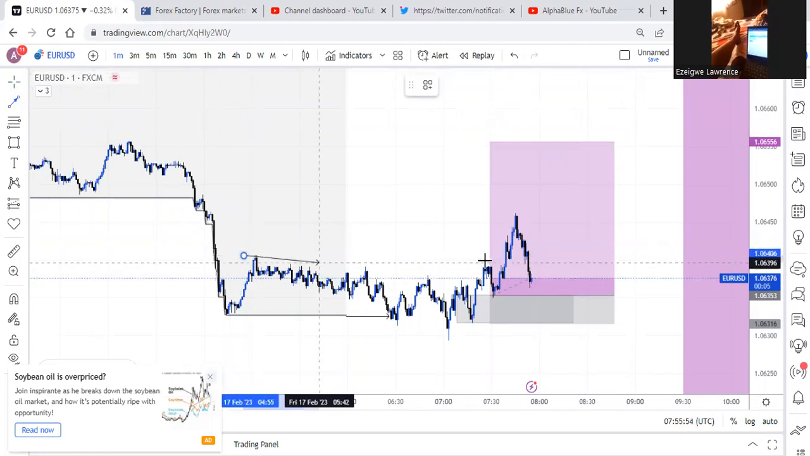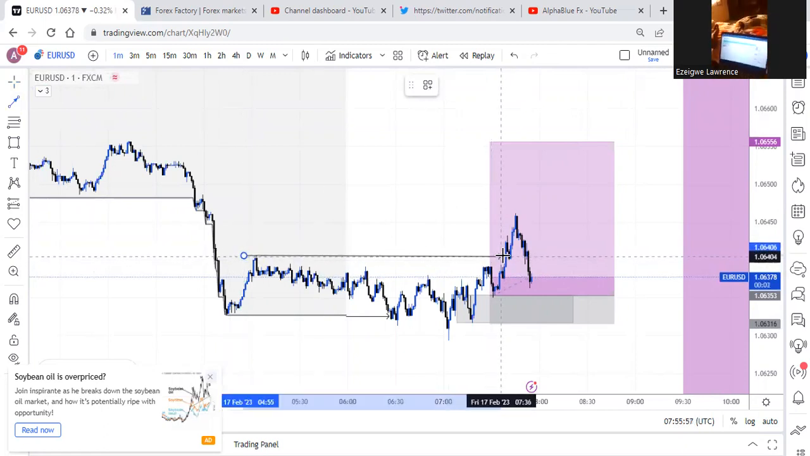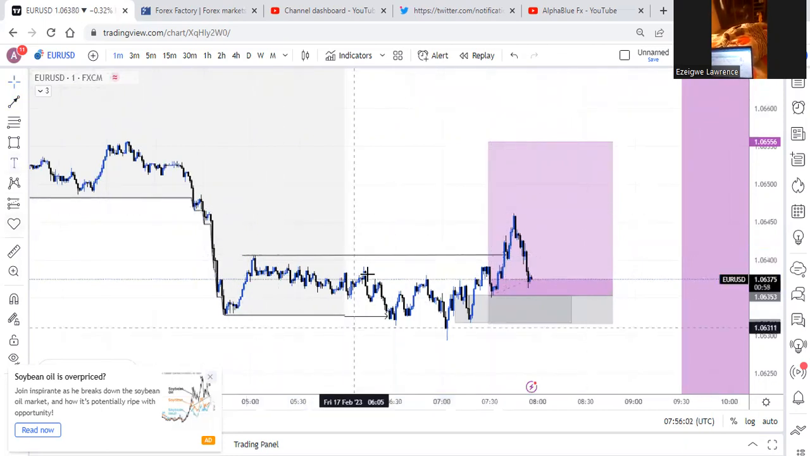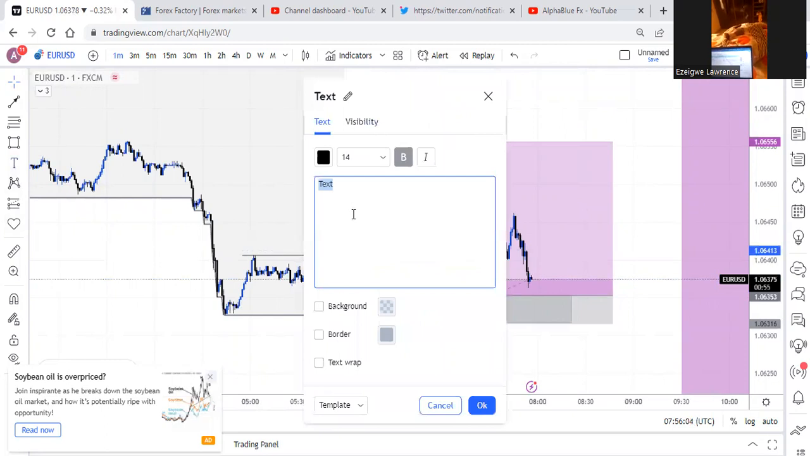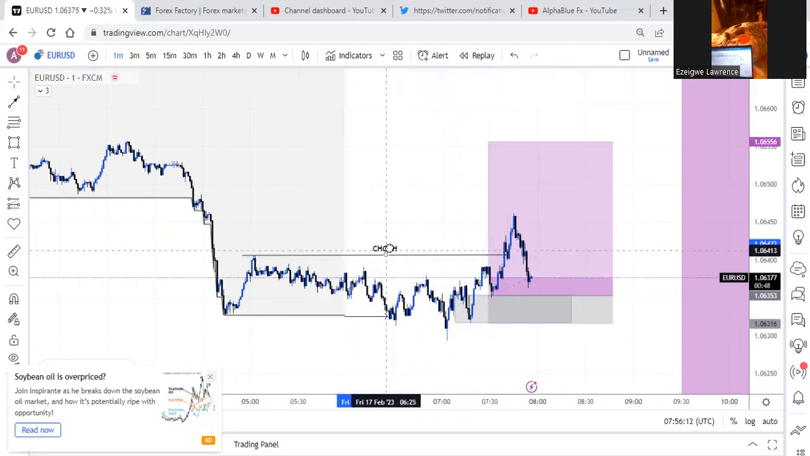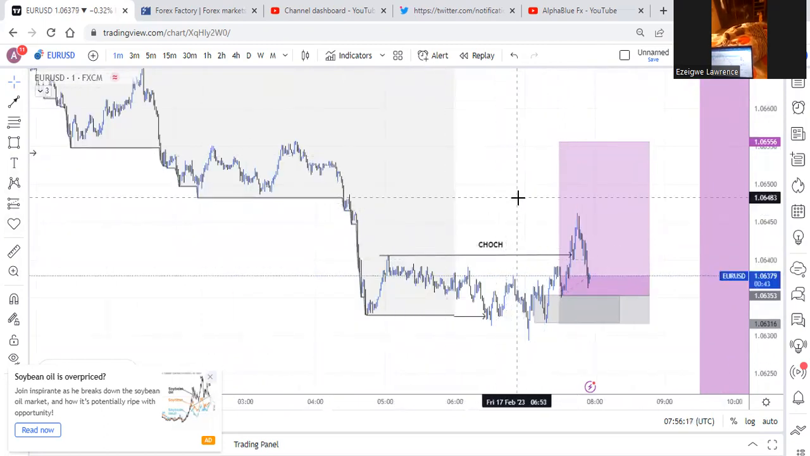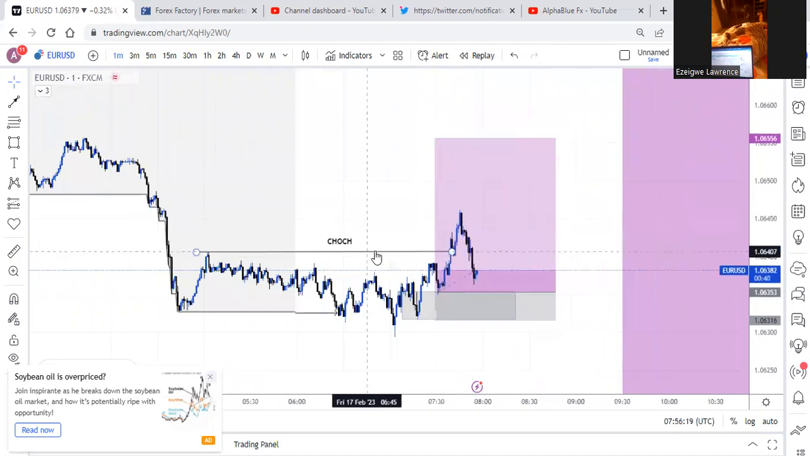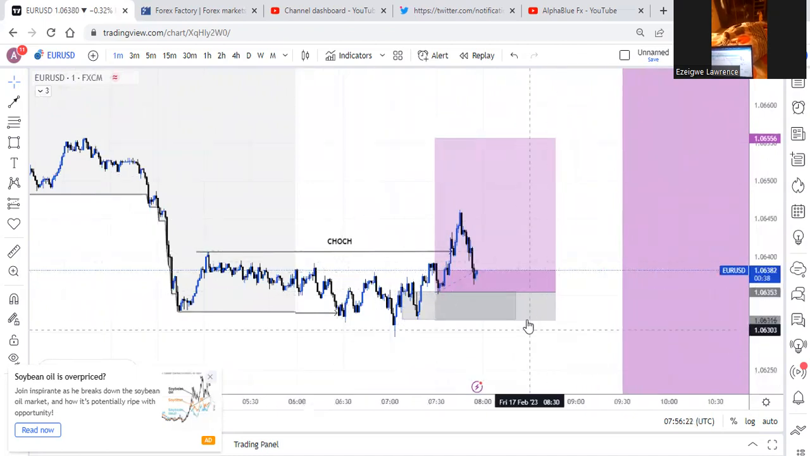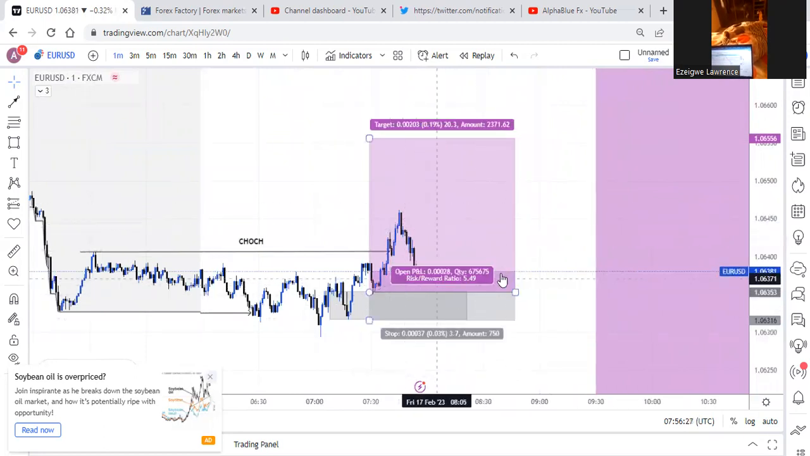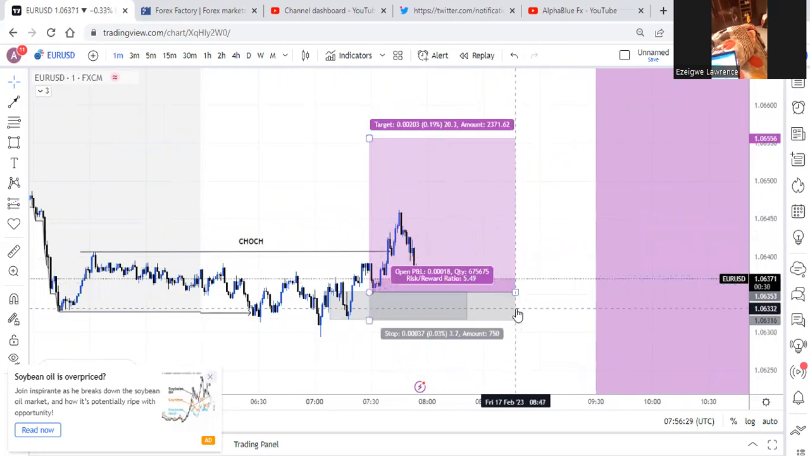This move now would be better. So this will be the change of character. You understand? Okay, yeah, I get the point. So it's labeled change of character, since it is breaking structure in the opposite direction. So it's no longer just break of structure, but change of character. I think this is another entry opportunity right here, where the market has come back like this.